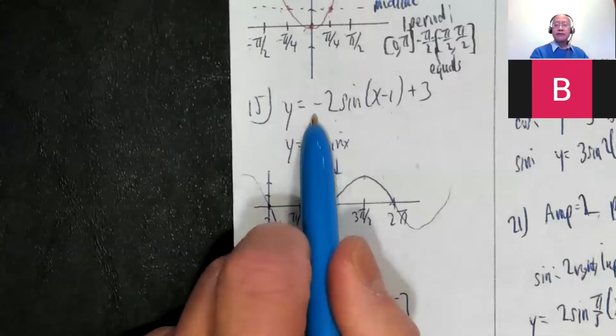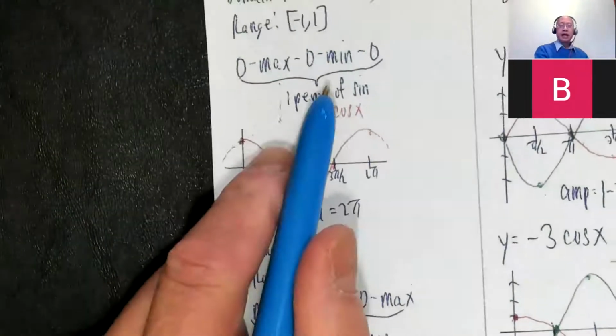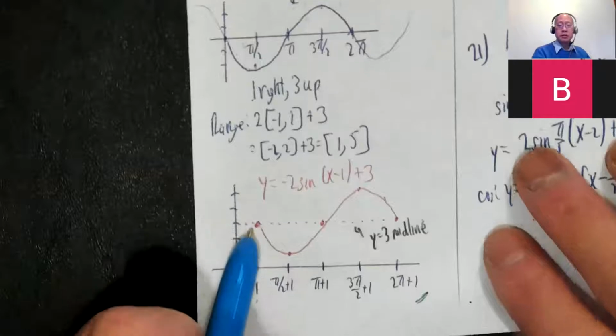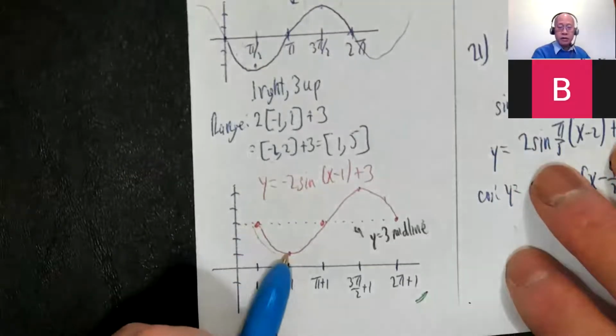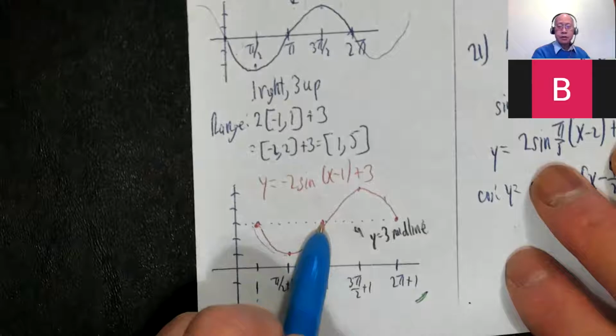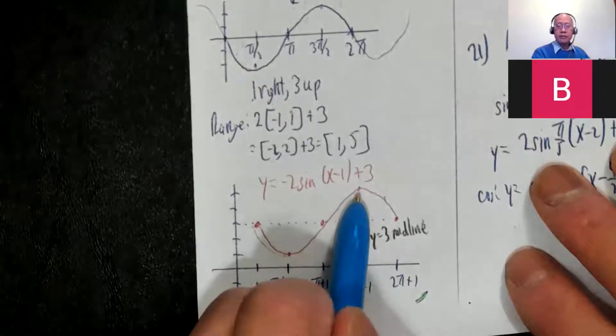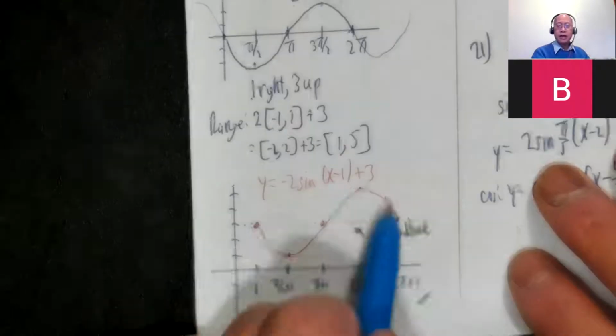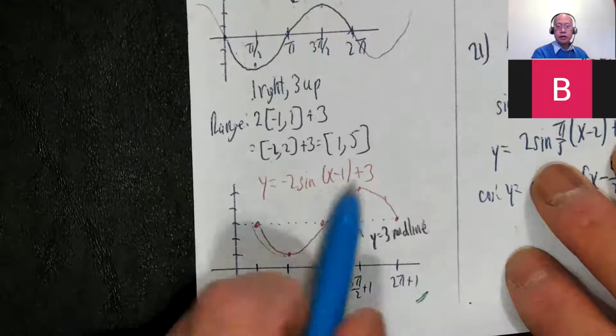And because of the negative, the negative means I'm going to switch the maximum and the minimum. So that means it's going to start down. So from here, it goes down to the minimum, which is 1, back to the midline, halfway, 3/4 of the way, it reaches the maximum, 5, and then I'm back to the midline. So here's the entire graph.